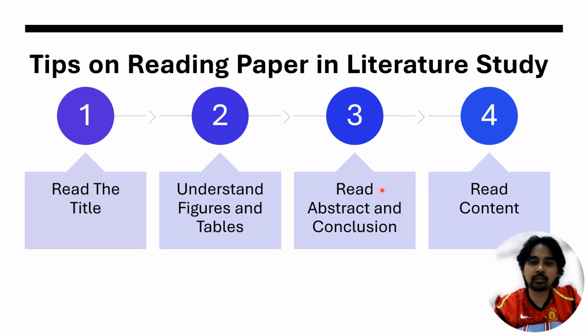But if you don't understand and you need more explanation, you can go to the abstract and conclusion. And if you have the graph and the information, you can be done. But if you need more information, you can then read the content of the paper. So these are the effective steps to read a paper.